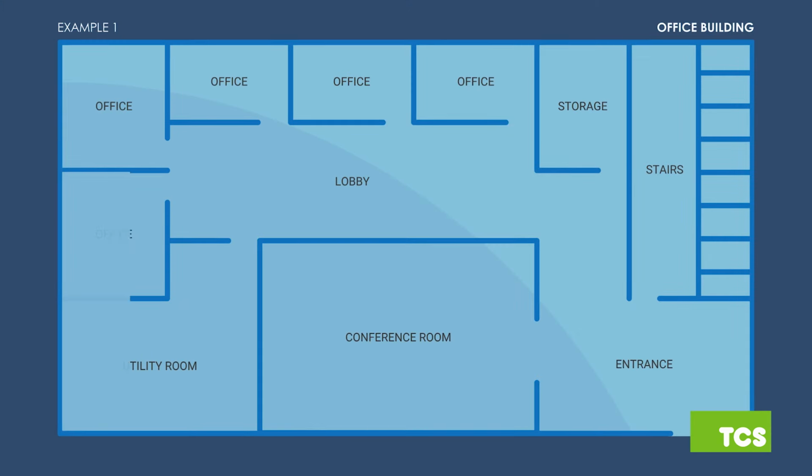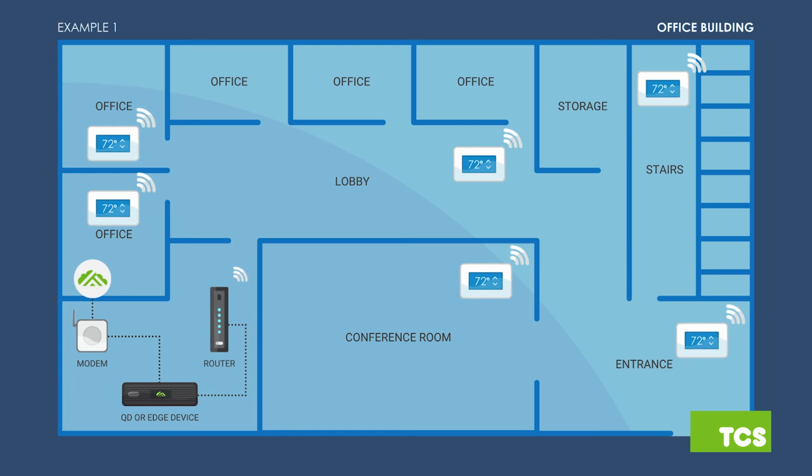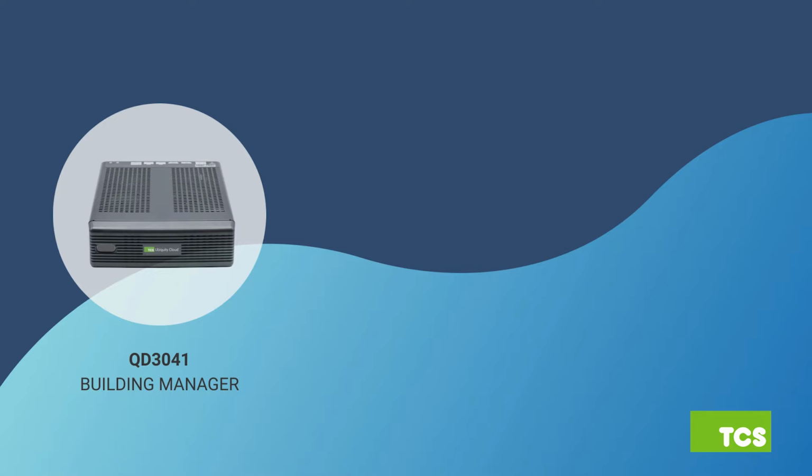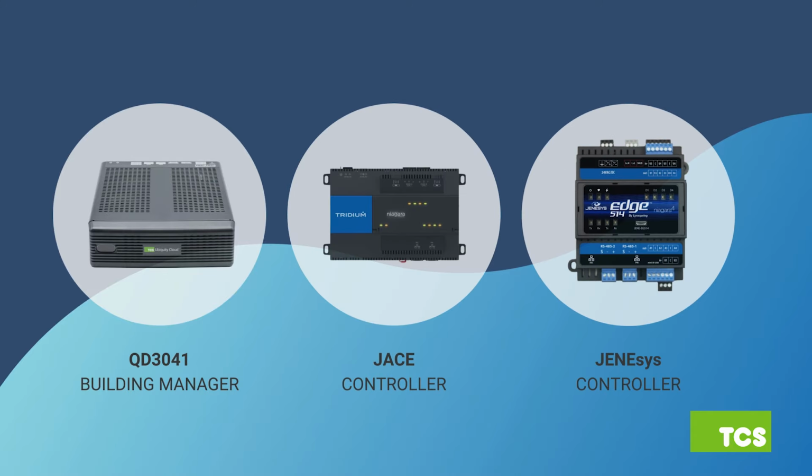These UbiquiSTATs communicate using a designated Wi-Fi network in the building. This can use a Wi-Fi router dedicated to the building controls network as shown, with all UbiquiSTATs and the primary building controller communicating to each other on that Wi-Fi router. This works with the TCS QD3041 BACnet Building Manager or a Niagara Jace or Genesis controller.